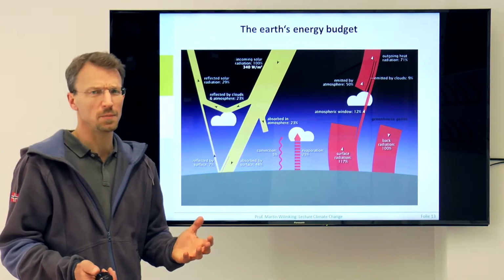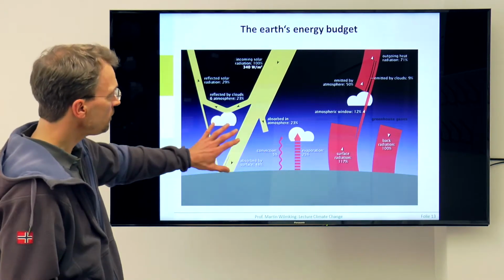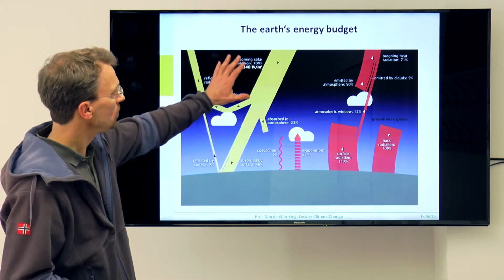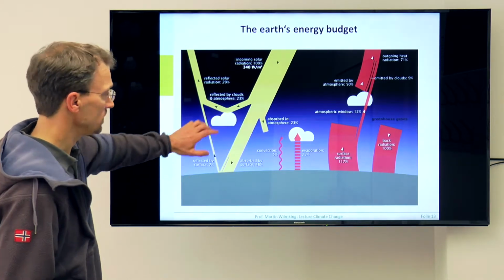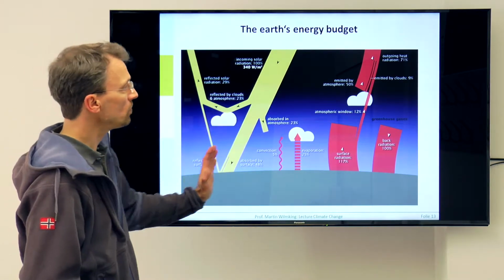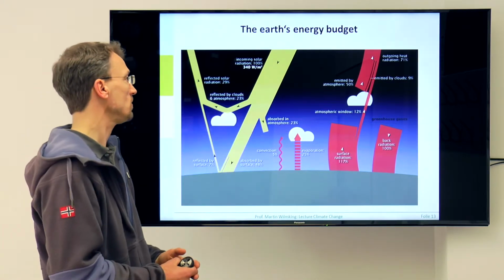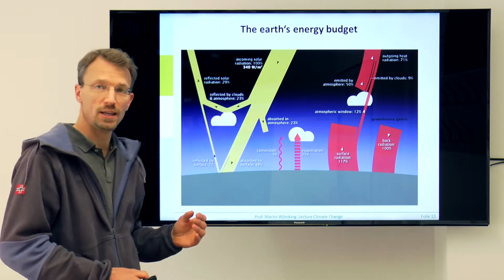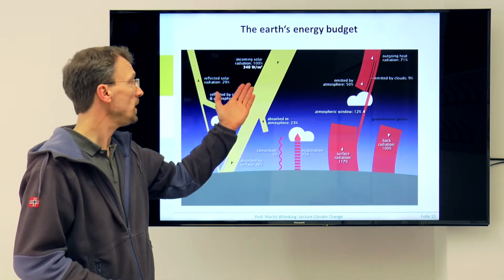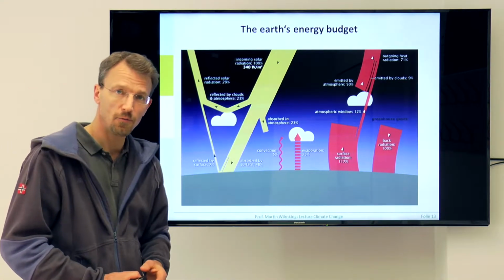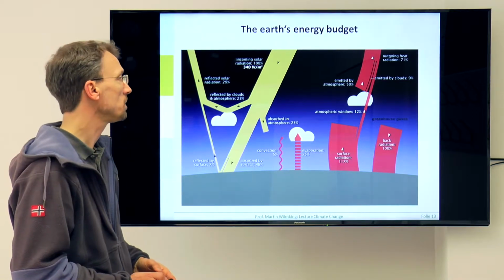Now let's make it a little bit more graphical. On the left side here, we have the Earth's energy budget, the incoming part, so the yellow arrows. And on the right side, we have the outgoing part, so the red part of this graph. The incoming solar radiation here is exactly the amount we had before, the 340 watts per square meter.